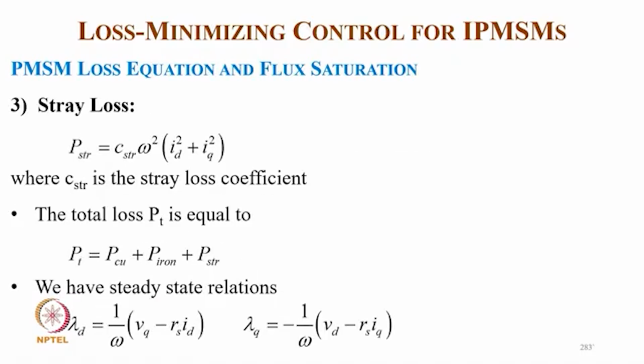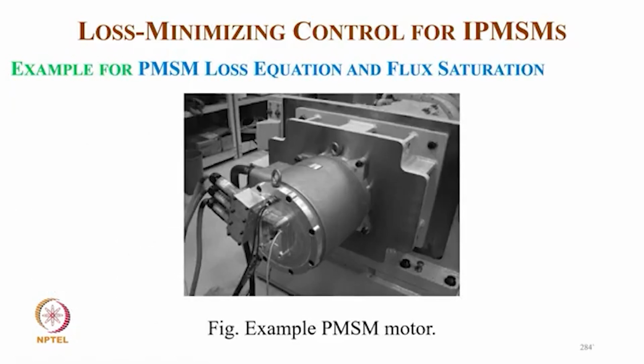So the stray load loss is PSTR equals CSTR omega square in bracket (ID square plus IQ square), where CSTR is the stray loss coefficient, and the total loss PT equals PCU plus PRN plus PSTR. We have the steady state relation lambda D equal to 1 upon omega in bracket (VQ minus RS IQ), and lambda Q equal to minus 1 upon omega (VD minus RS ID).